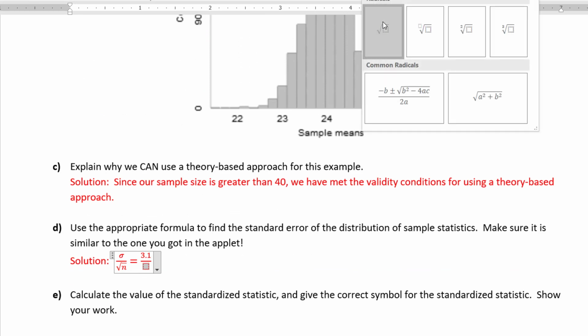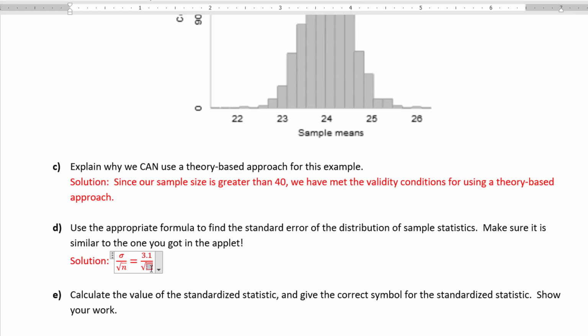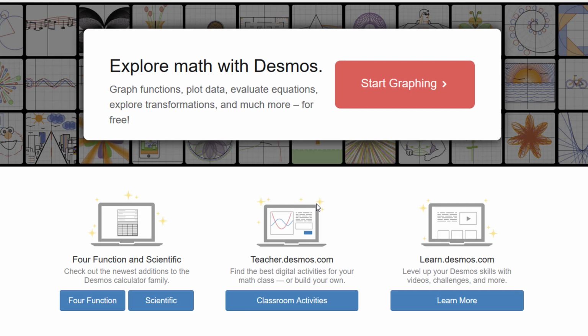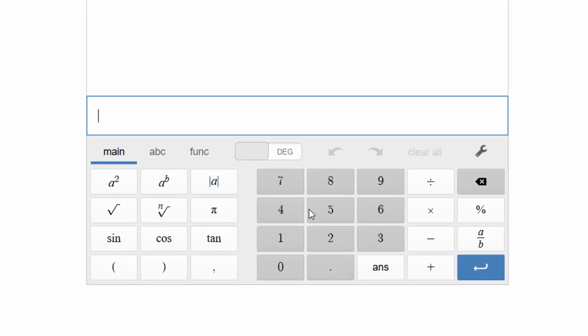So square root of 40 would go in the denominator. And then finally, we're going to pop that into the calculator. Again, remember, if you don't have a good calculator, you can just use the Desmos.com website and go to scientific.